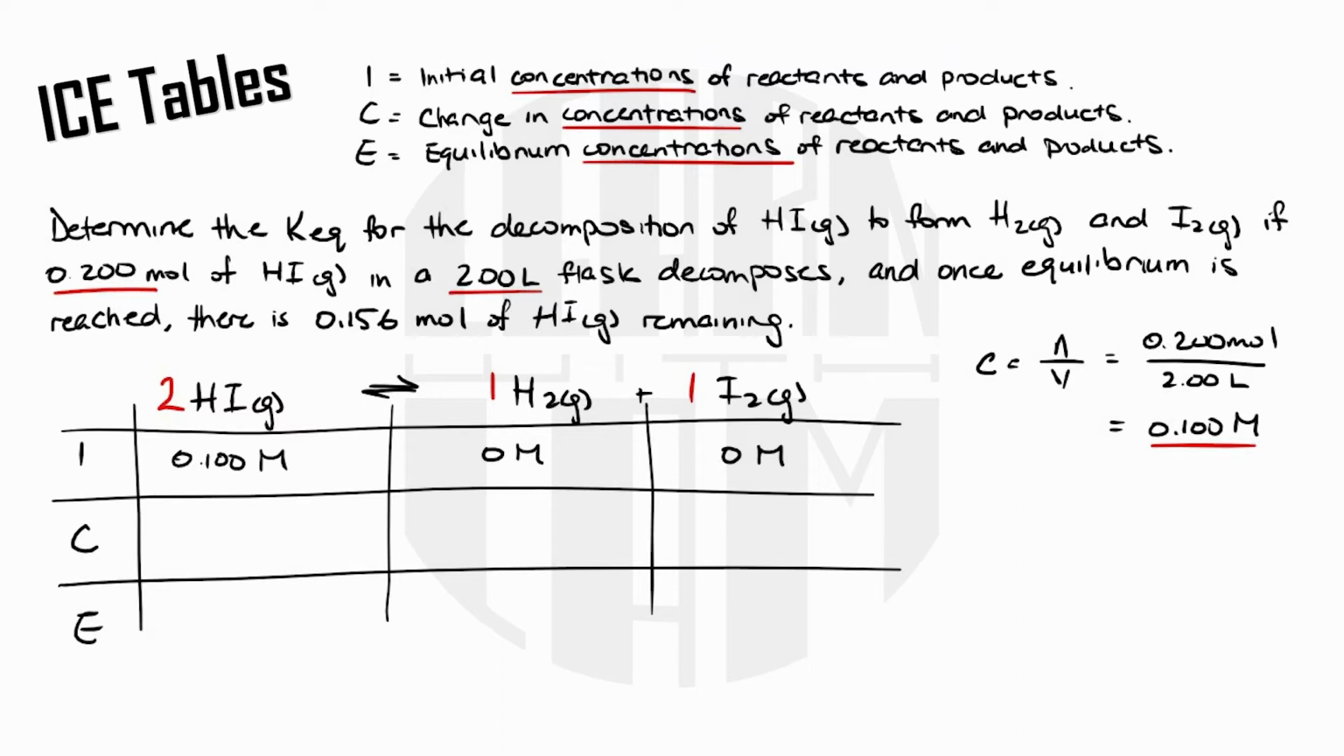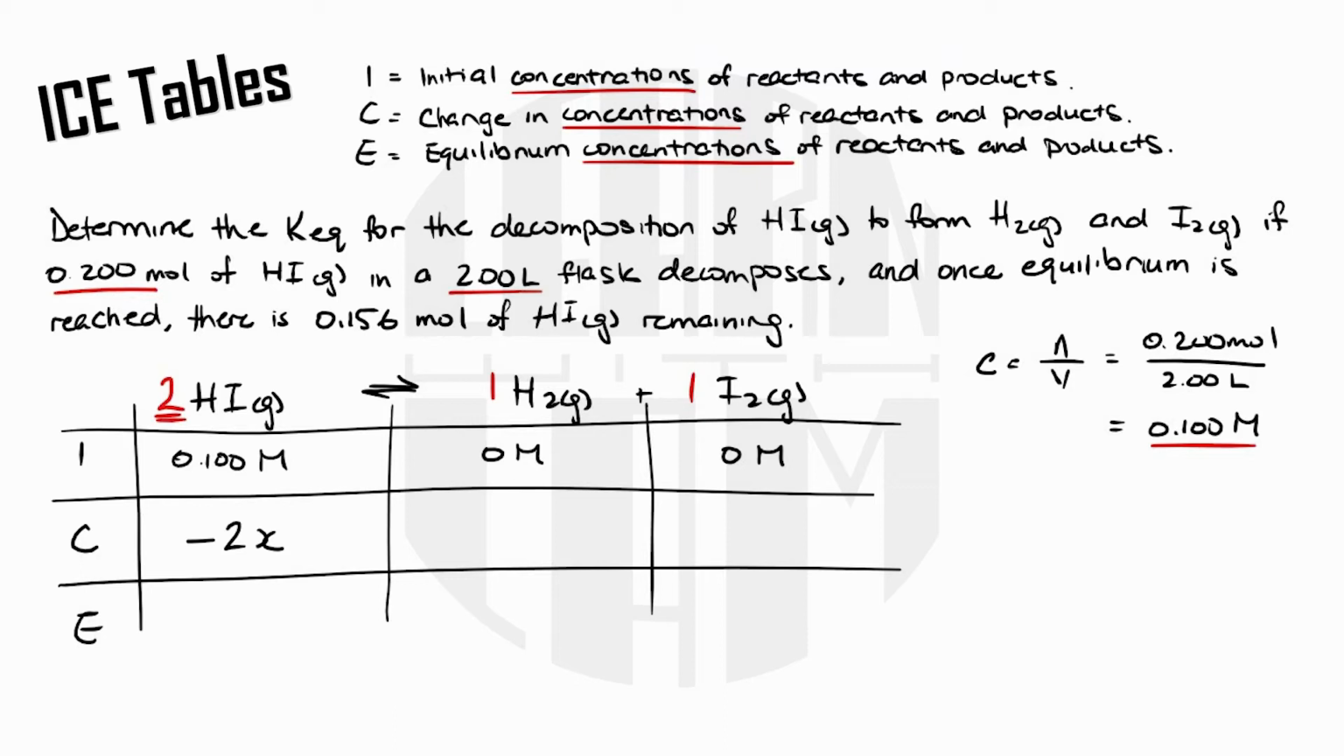Now for the change. I know that my reactant concentration is going to start decreasing as the reaction progresses, so this is going to be a negative change. And because HI gas has a coefficient of 2, we're going to put down a 2 here. And lastly, we're going to put an X here to represent the amount of change that's going to occur because we don't actually know what that change is going to be yet.